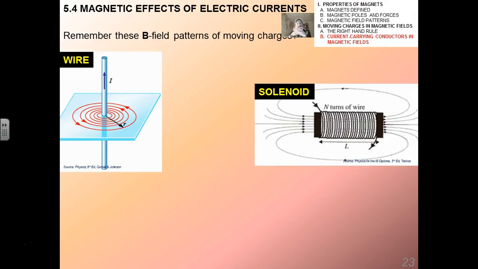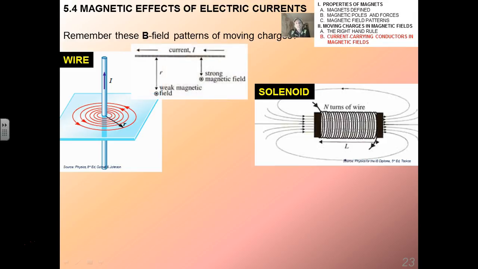Okay. Now remember the B field patterns of moving charges. We had the very earliest incarnation of what we call the right-hand rule, where the thumb is in the direction of the current, and we had the B field going around. I'm going to quantify that for you now.